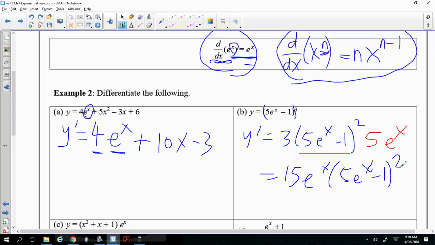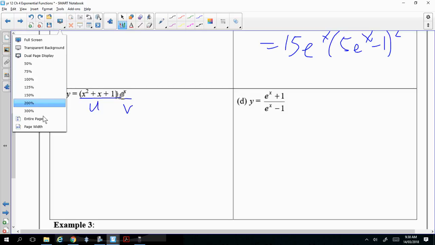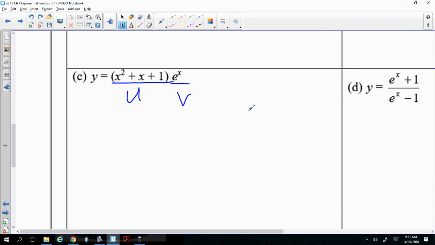Now, what do we do for the next one? What rule do we use? We use the product rule. Very good. So that's U, that's V. So write down what U dash is, write down what V dash is, and times them together. So U dash is equal to 2x plus 1. V dash is equal to itself again. So Y dash is U dash V, which is that, plus UV dash.